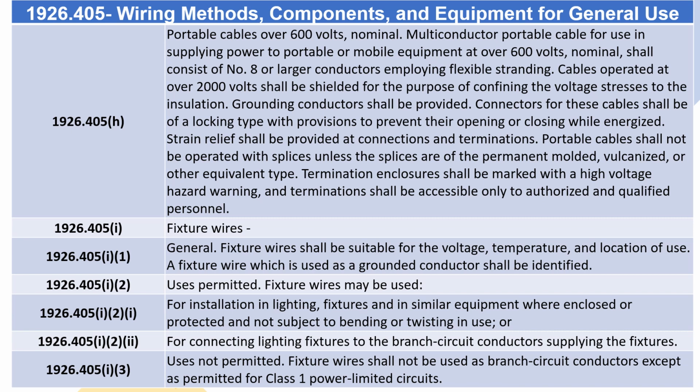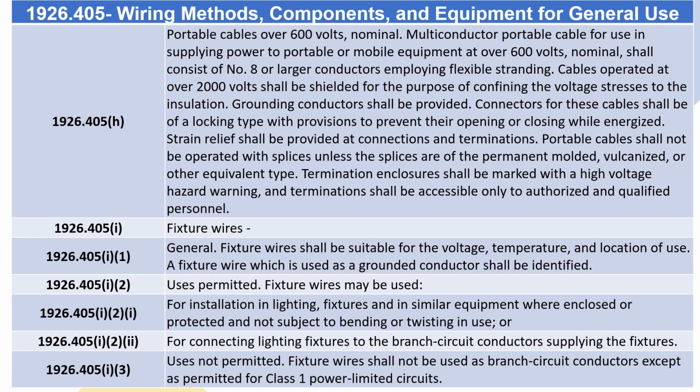1926.405(I) Fixture wires. 1926.405(I)(1) General. Fixture wires shall be suitable for the voltage, temperature, and location of use. A fixture wire which is used as a grounded conductor shall be identified.